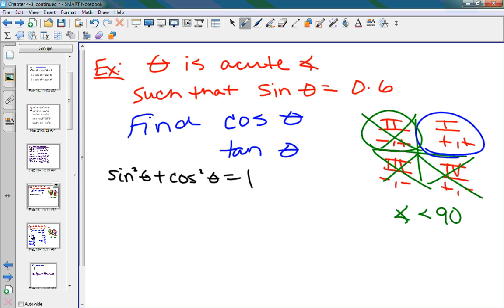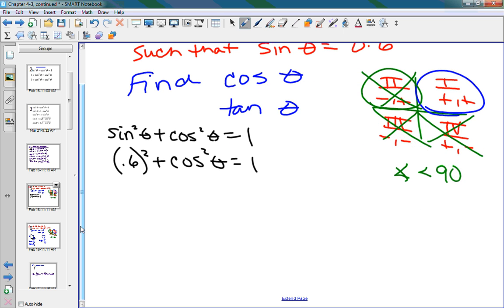And what do I know? What was the only thing given to me? Sine is going to be 0.6, and I need to square that. So what is 0.6 times 0.6? What's 6 times 6, folks? 36, but it's going to be 0.36.